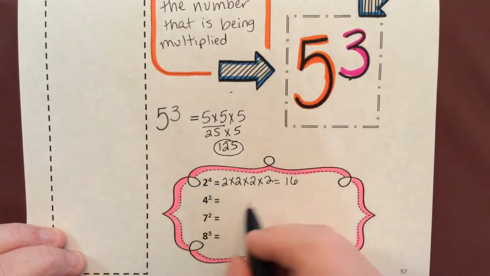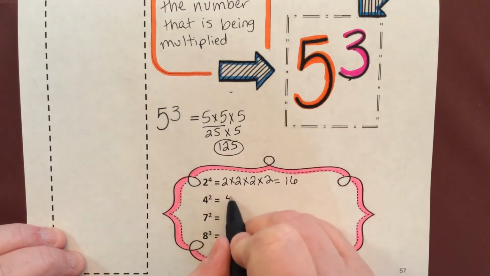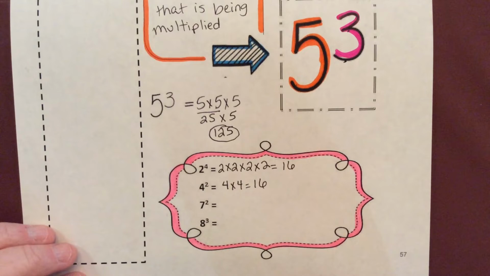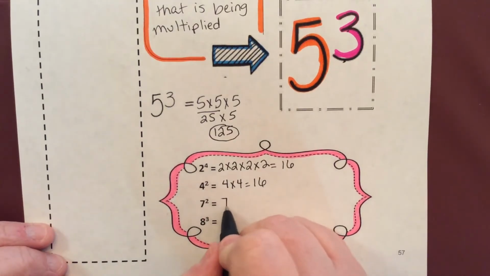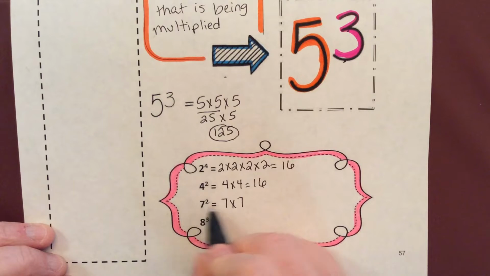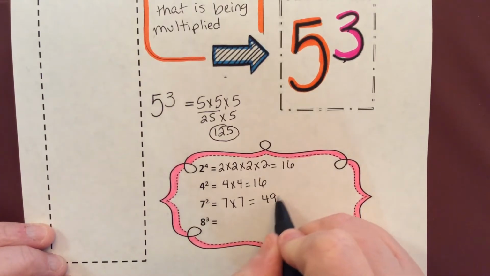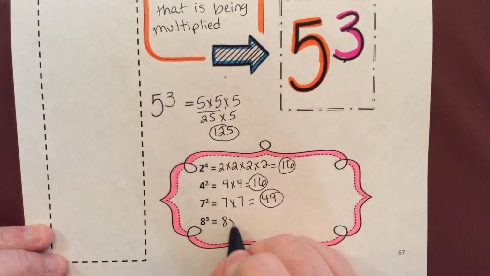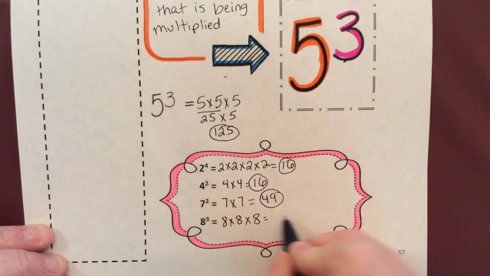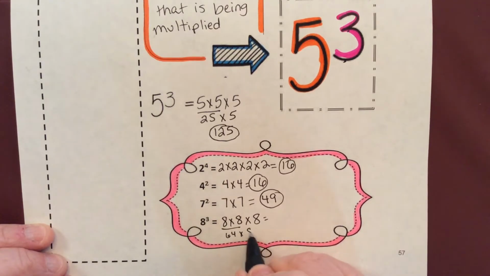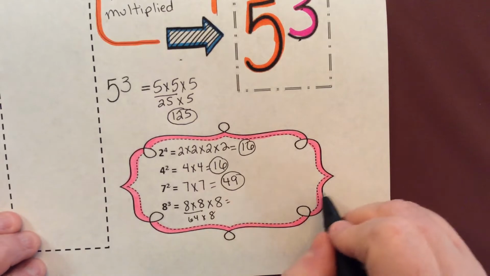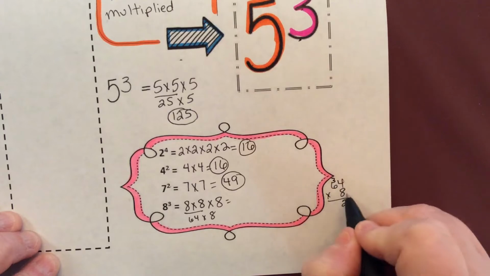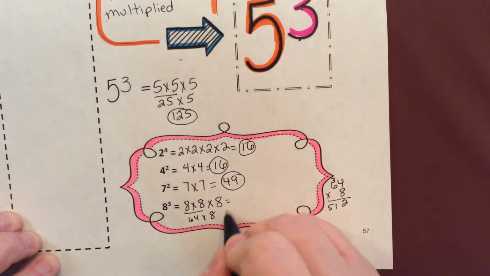Okay? 4 to the second power means there are 2 4s that are multiplying. So it's 4 times 4, and that's also 16. A little bit of coincidence there. 7 to the second power would mean 7 times 7. There are 2 7s that I'm multiplying, so that number is 49. Okay? 8 to the third power would be 8 times 8 times 8. Well, 8 times 8 is 64 times another 8, so we're going to have to actually do that multiplication. 64 times 8, 512.